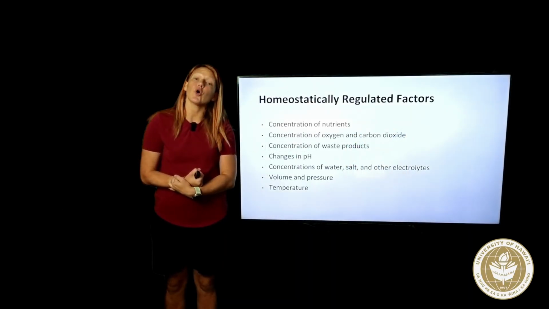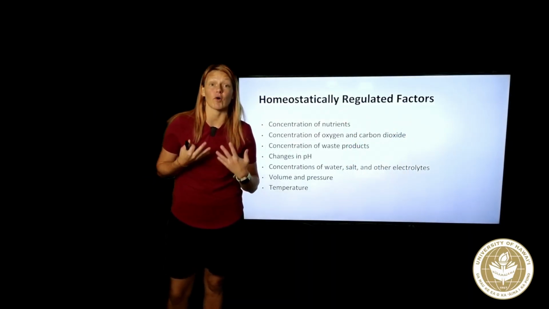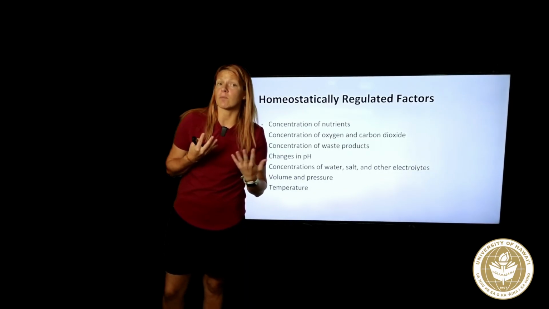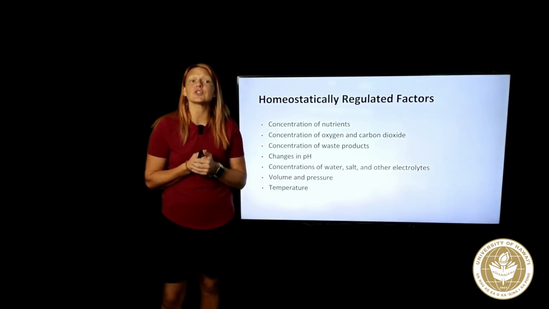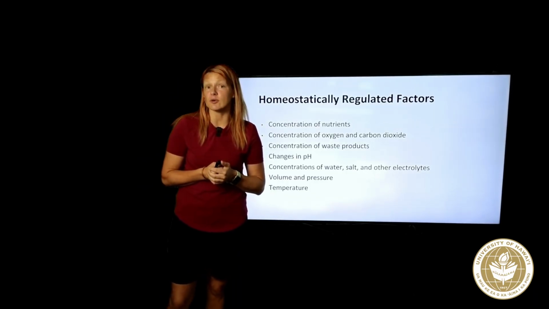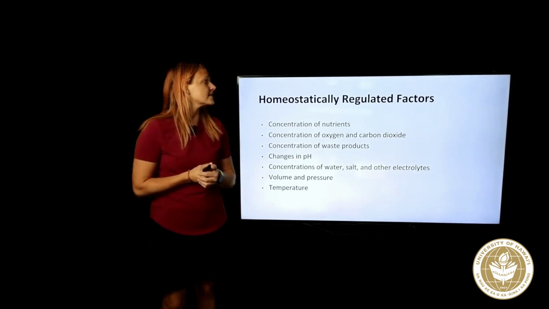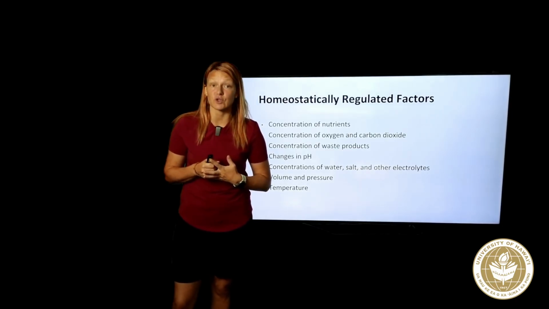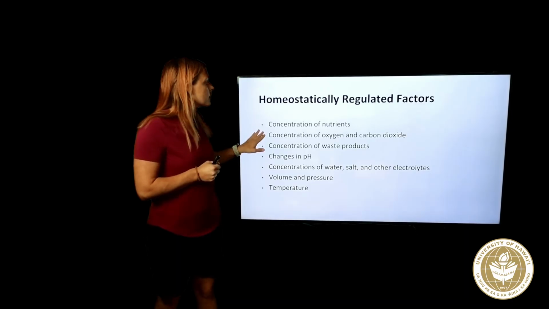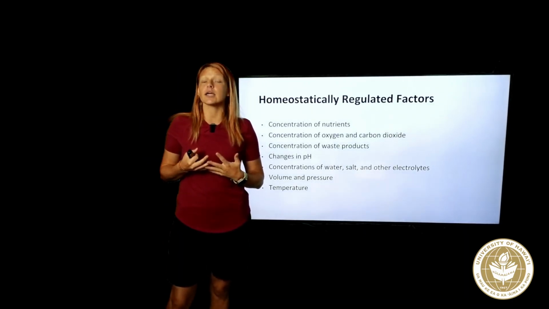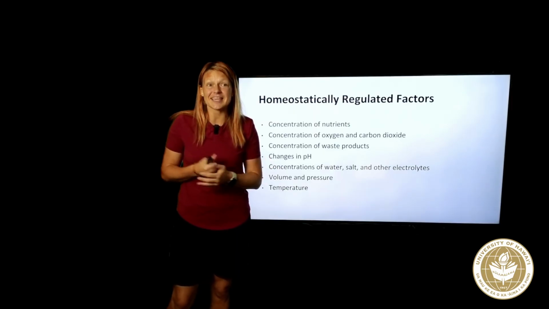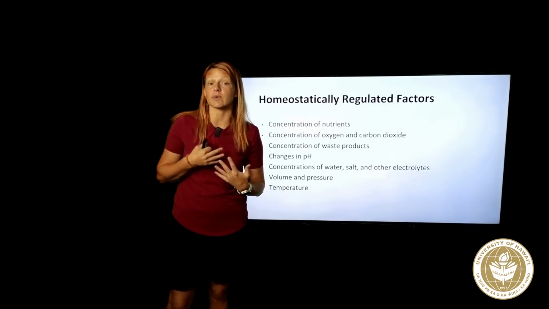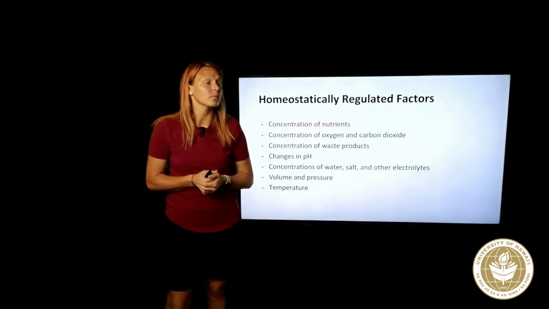So we talked about how homeostasis is necessary for our body's function. You might be wondering what parts of our body are controlled by homeostasis. So many factors of the internal environment must be homeostatically maintained. These include the concentration of nutrients. So cells are going to need a constant supply of nutrients for energy production. The concentration of oxygen and carbon dioxide. Cells need oxygen, obviously, to carry out energy-yielding reactions, and the carbon dioxide that is produced during these reactions must be removed from our body.